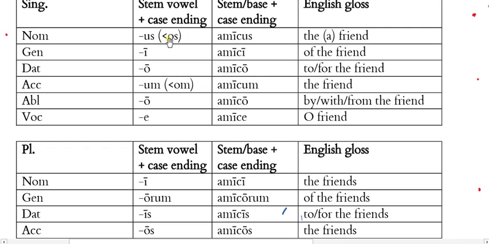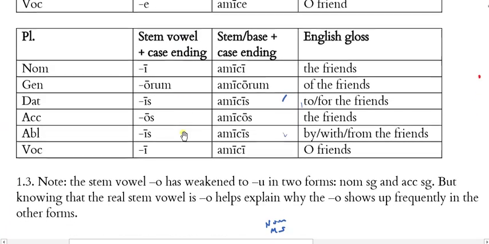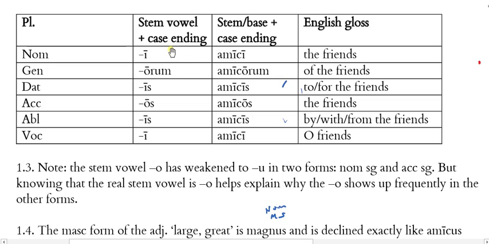Ready? Go. Us, e, o, e. Us, e, o, e. Us, e, o, e. Singular for second declension. E, autumn, is, os, is, e. E, autumn, is, os, is, e. E, autumn, is, os, is, e. Plural second declension. Well done. All right.